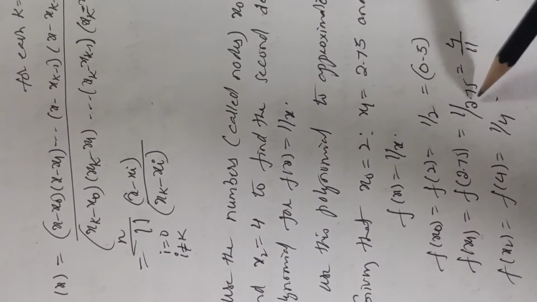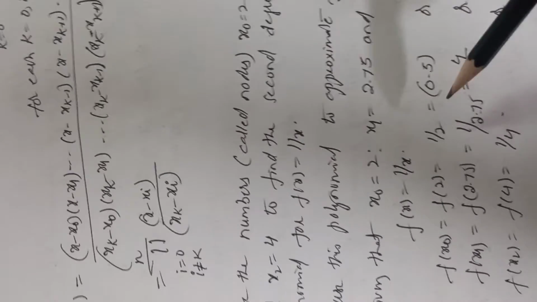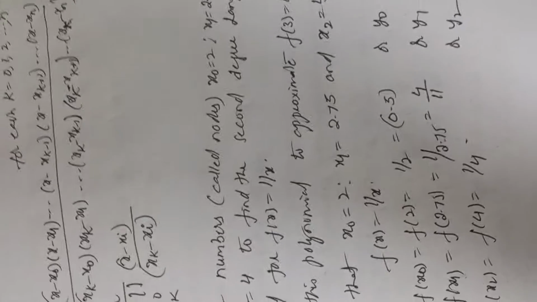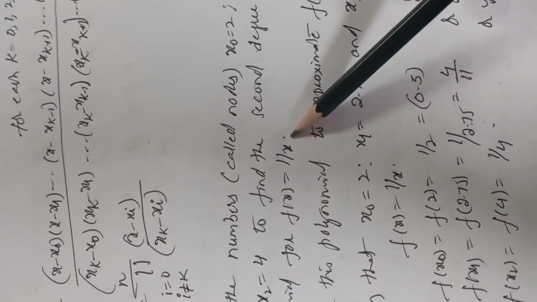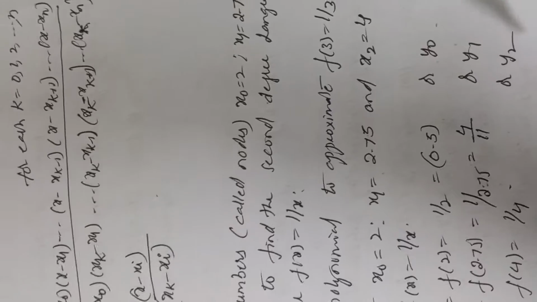So how to get this? If you remove the point, the numerator is 100, right? 100 by 275. 25 4s are 100 and 25 11s are 275. You will get 4 by 11. F of x2 is equal to 4, f of x is given as 1 by x. Therefore 1 by 4. Here these are nothing but y0, y1, y2.